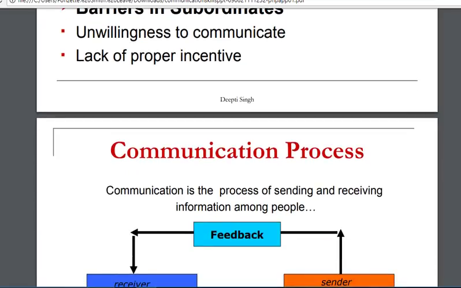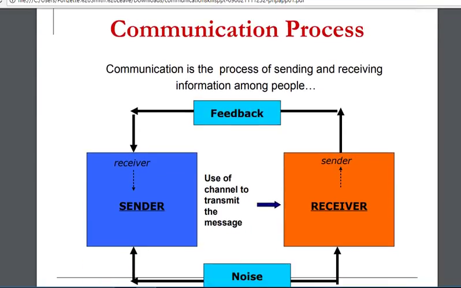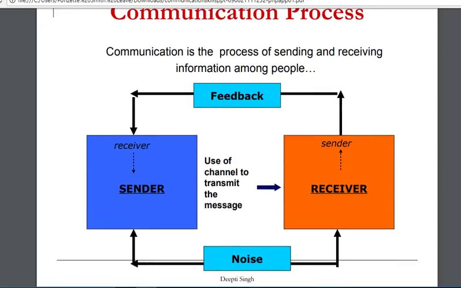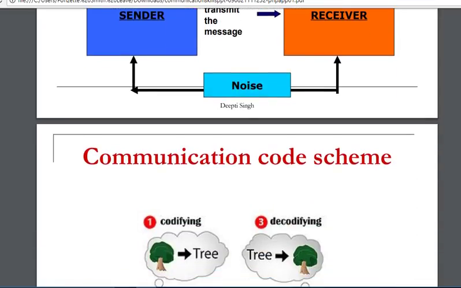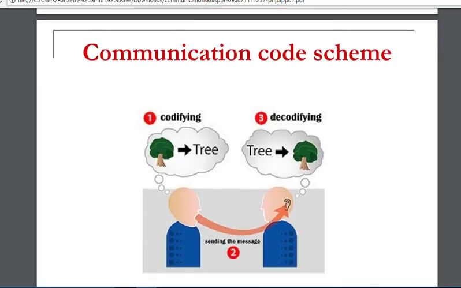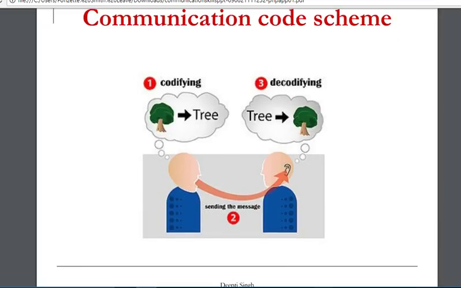Communication process is the process of sending and receiving information among people. The sender will transmit the message to the receiver, and the receiver will also transmit feedback to the sender. In between, there is noise or some type of verbal communication. A communication code scheme is codifying and decodifying. They're sending the message back and forth to one another.